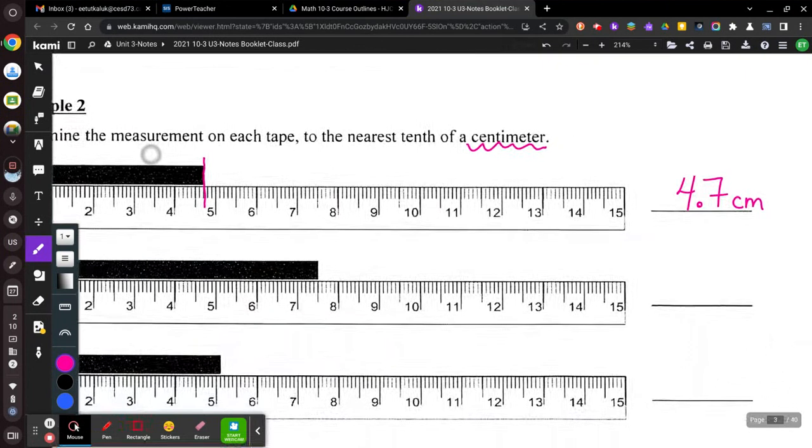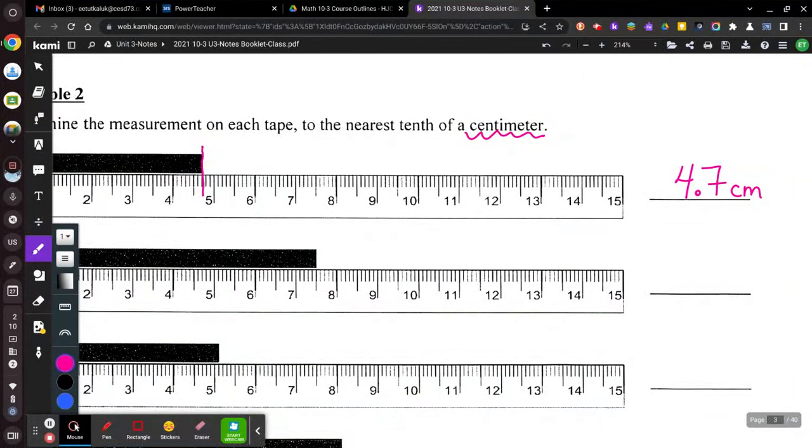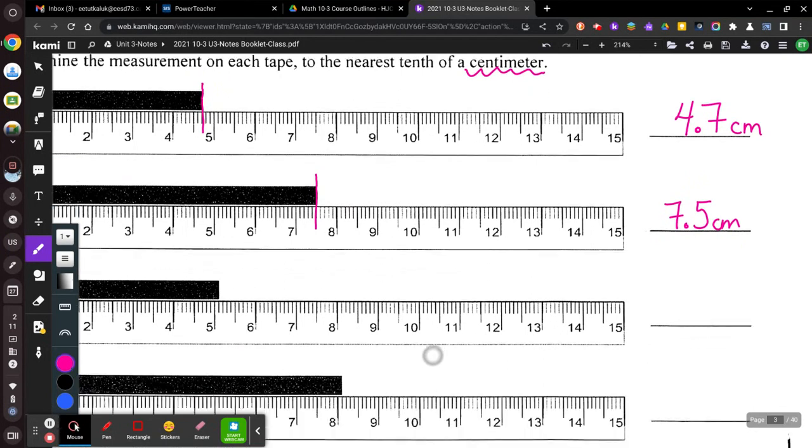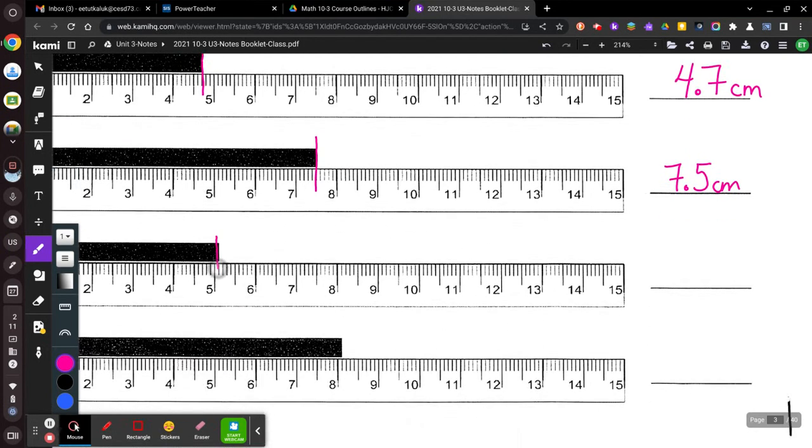Okay, we're going to take a look at the very next one. Same idea. This one lands right in the middle. Right in the middle between two numbers is going to be 0.5. So this is 7.5 centimeters. Here we go. Next one. Right after the 5. It's 1 notch after the 5. That's going to be a 5.1 centimeter.